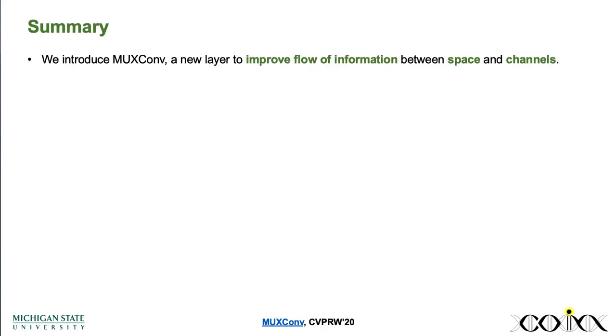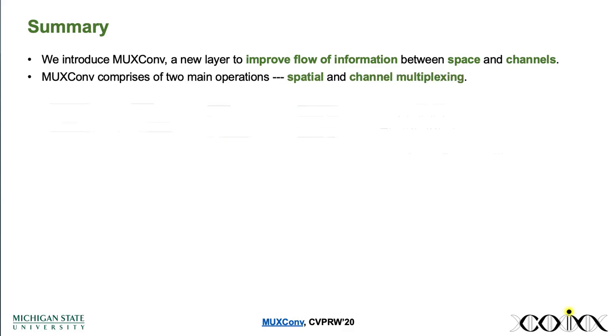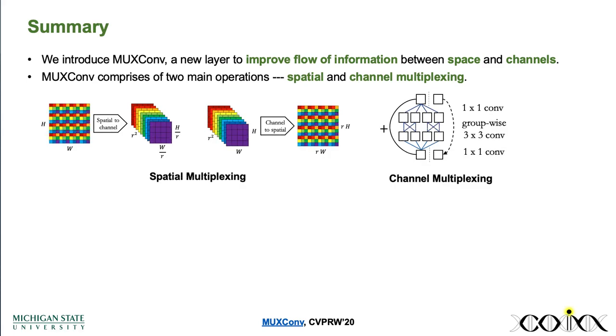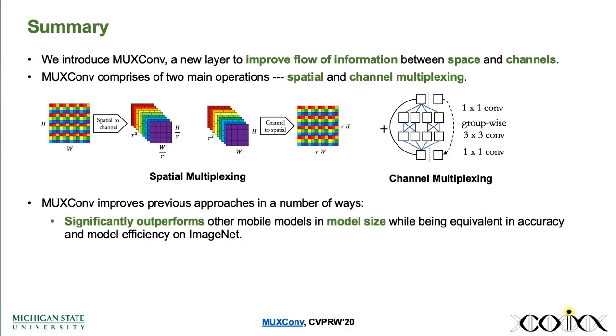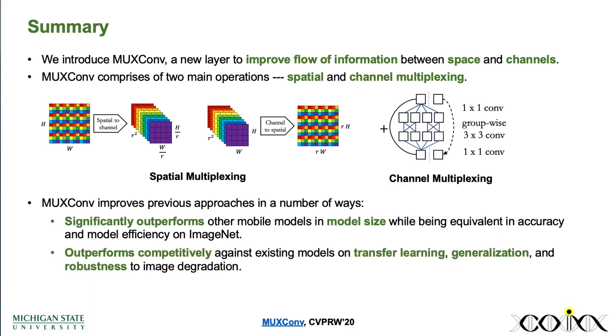To summarize, this work introduces MUXConv, a new convolution layer to improve the information flow between space and channels. It comprises two main operators, namely the spatial and the channel multiplexing. Empirically, we observed that MUXConv leads to architectures that significantly outperform other mobile architectures in model size while being equivalent in accuracy and model efficiency on ImageNet. Similar trends are also observed in transfer learning, generalization, and robustness to image degradation.